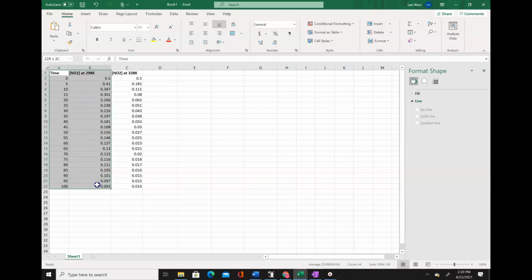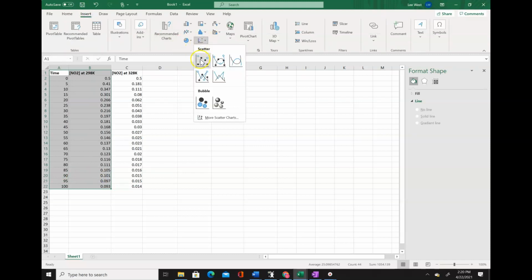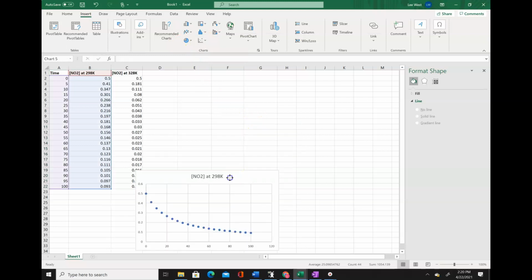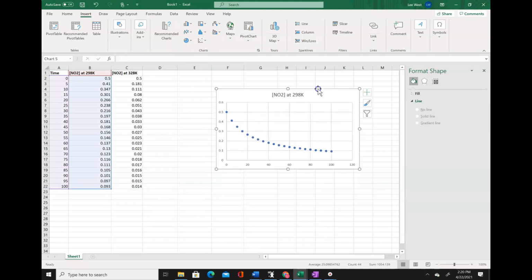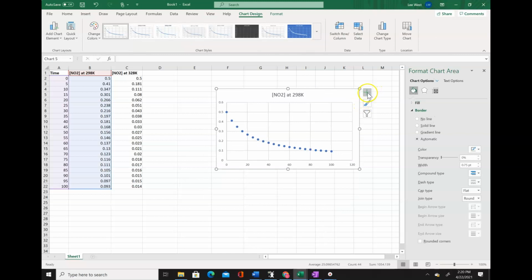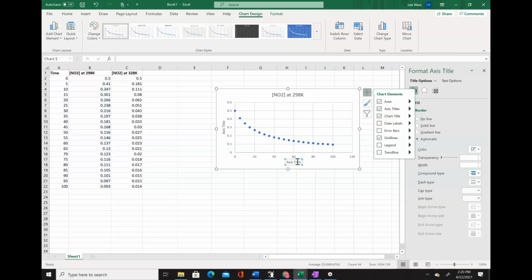I'm going to select my X's and my Y's, and then insert. I always use a scatter plot for this, and I make a plot of the concentration against time for the 298 set of data. I can see pretty quickly that it isn't a linear plot, so I know immediately that this is not 0 order. I'm going to put in here that this is concentration of NO2, and the units are molarity.